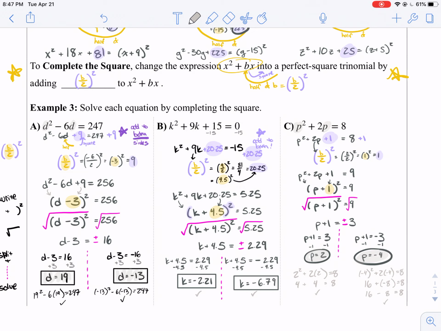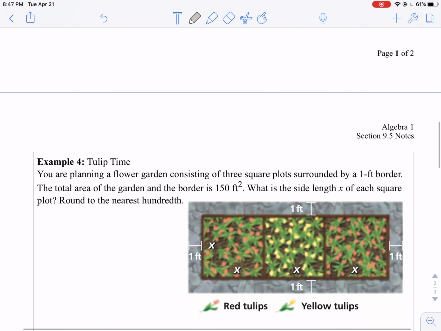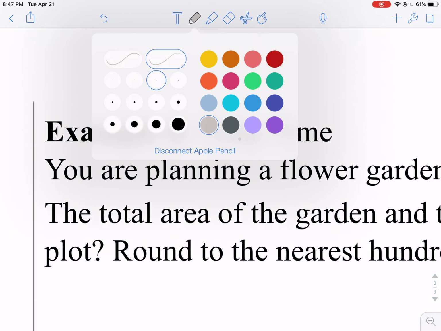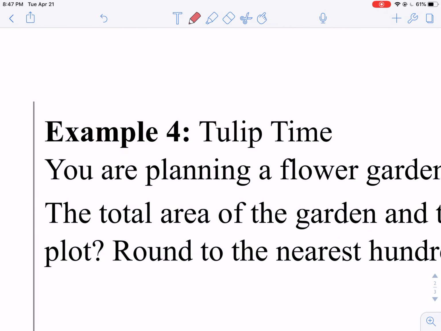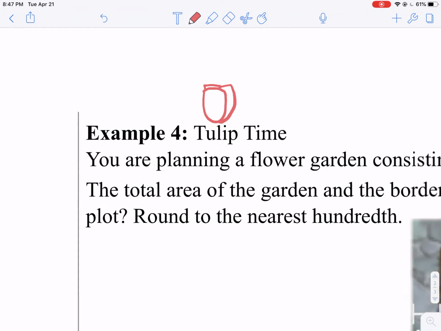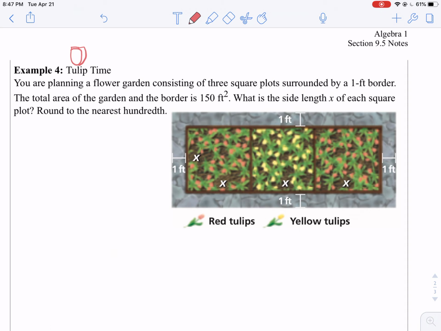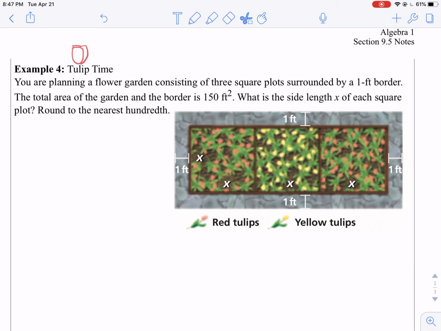Now, Ms. Van Dyke, when are we going to use this in real life? Well, I'm so glad you asked. Let's say that it is tulip time, and you are growing Ms. Van Dyke's favorite flowers. Yes, tulips are my favorite flower. So, that's fun. You're planting a flower garden, and it has 3 square plots, 1, 2, 3, surrounded by a 1-foot wide border. The total area of the garden and the border is 150 feet squared.